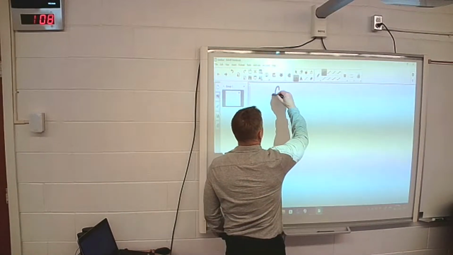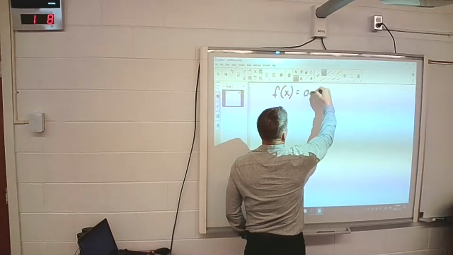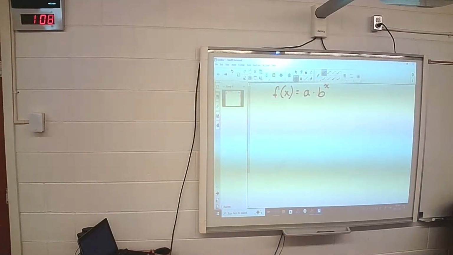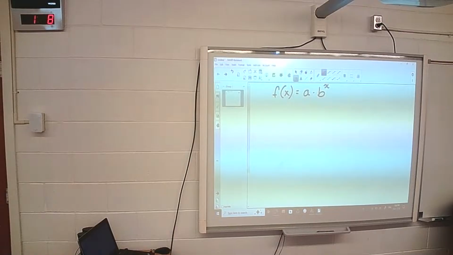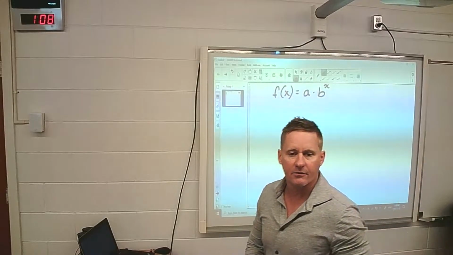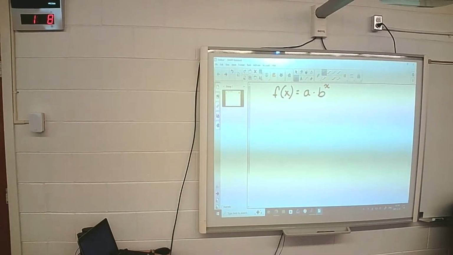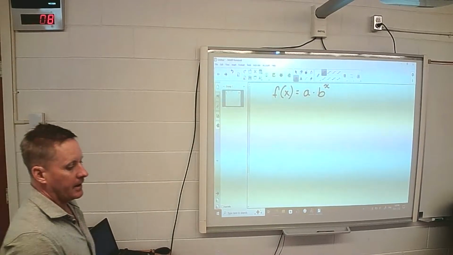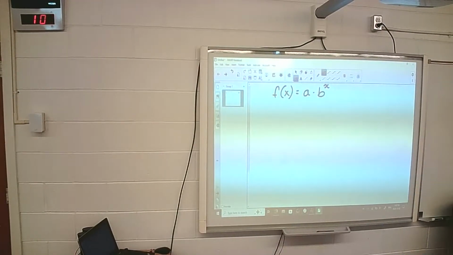Okay, so f of x equals a b to the x. All right, so the last section we were working on polynomial functions. And on polynomial functions, the exponent was a numerical value. Okay, so we had x cubed, x squared, x to the 1, x to the 0, and so on. Now when we're looking at an exponential function, the variable x will be the exponent.